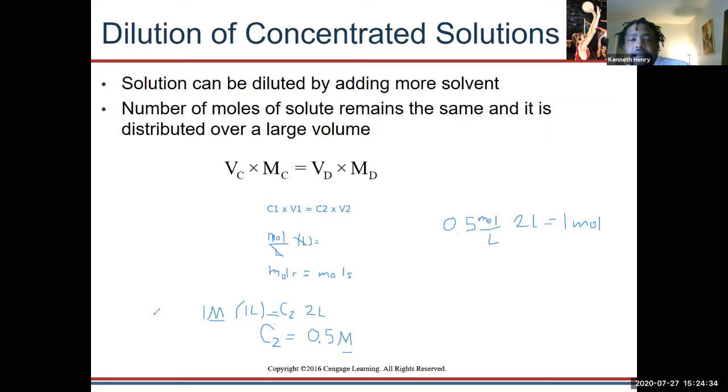So that's the reason why we can set up this dilution, and it works beautifully all the time. All we're doing in that case is keeping the number of particles that we have in that solution the same, and we're just adding more liquid.